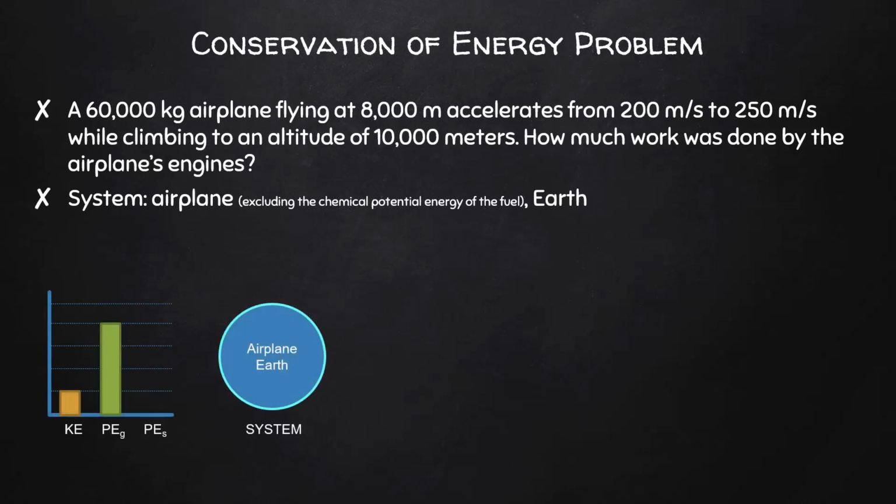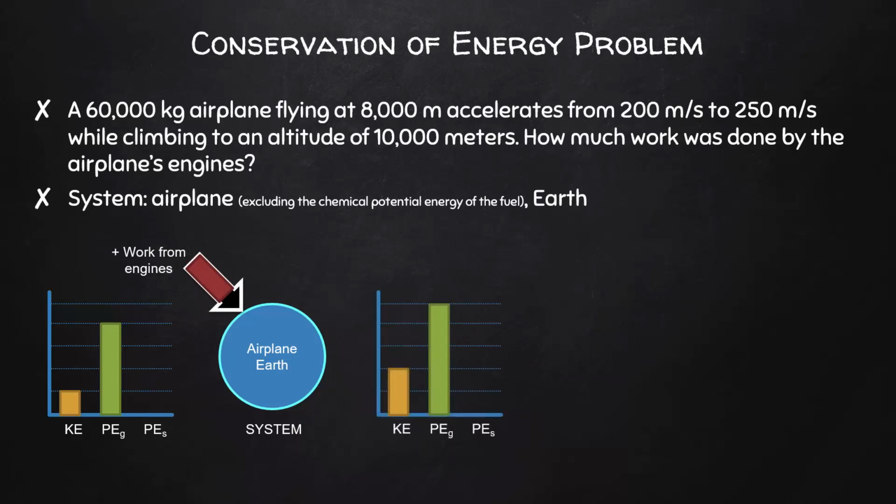At the beginning, the airplane was moving, so it had some kinetic energy, and it was 8,000 meters above the surface of the Earth, so it had lots of gravitational potential energy. While it was accelerating and gaining altitude, there was positive work done from the engines. Afterward, there was still kinetic and gravitational potential energy. There was just a little bit more of each of them.